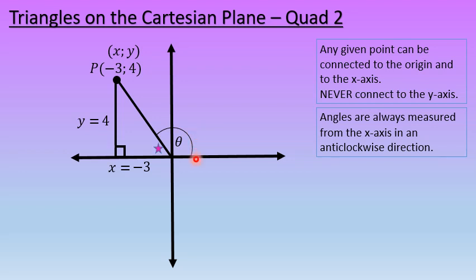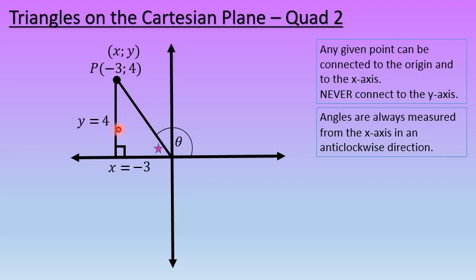However, it's very important to note that angles are labeled in an anti-clockwise direction, starting at the x-axis, ending at the hypotenuse, because later on you are going to be required to sketch this yourself, and you will lose a mark if you put theta here on the inside of your triangle, when the rule is theta is always measured from the x-axis to the hypotenuse in an anti-clockwise direction.